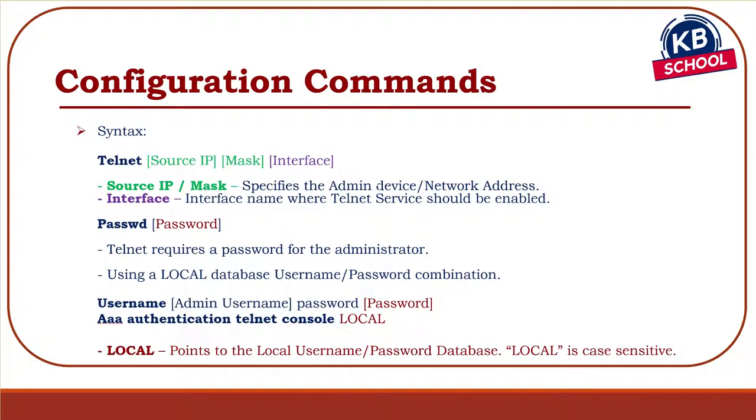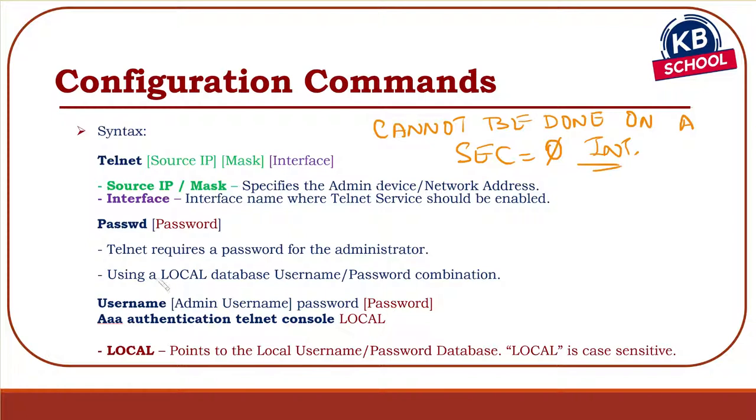What are the configuration commands to do it? Telnet, as I said, is the command that enables the protocol Telnet on this interface from this specific source IP address and mask. So source IP and mask specifies the source of the management device that's coming in and managing this particular device. Interface is the interface that they're coming in from. You need to specify it. The only restriction, as I talked about earlier on as well, is that it cannot be done on an interface with a security level of 0. Other than that, no problems.